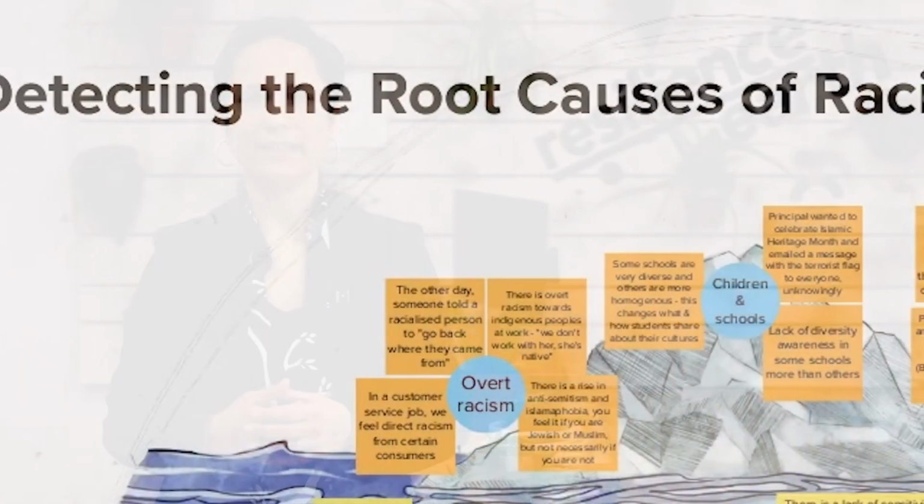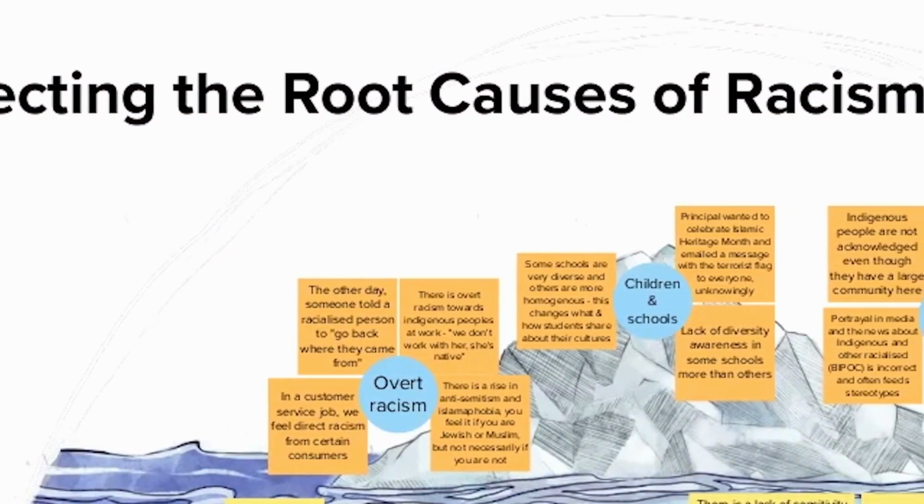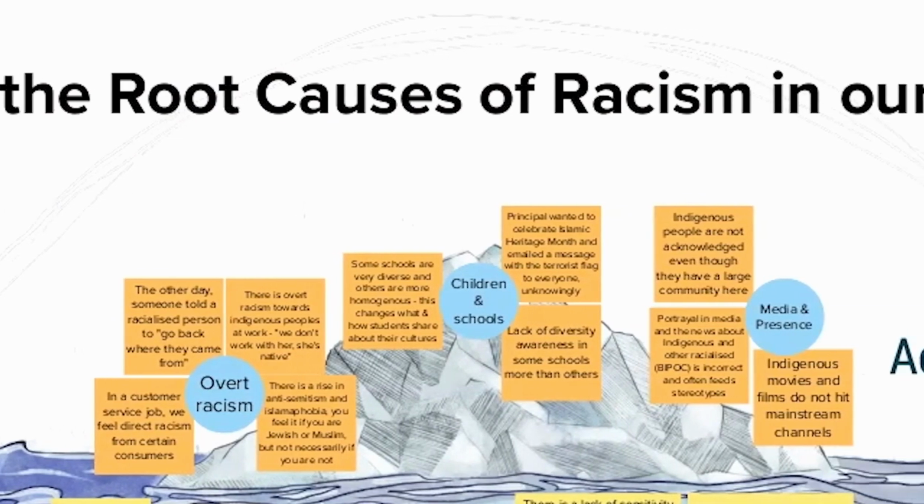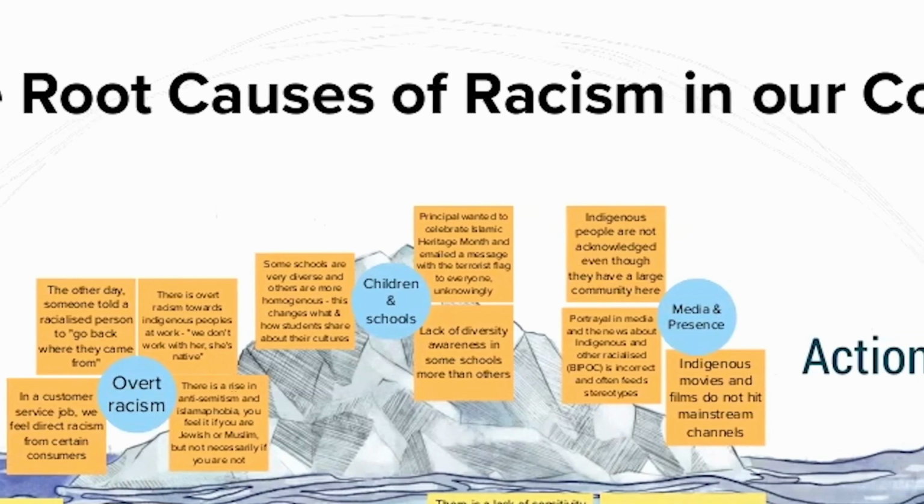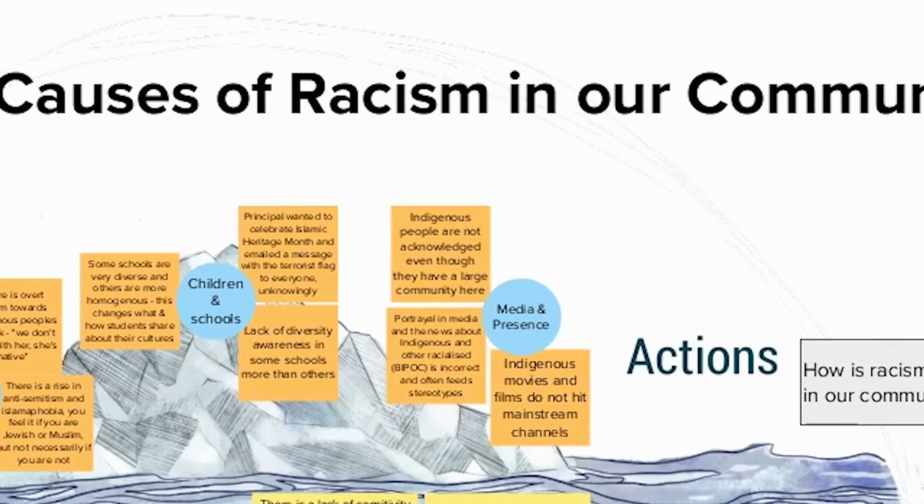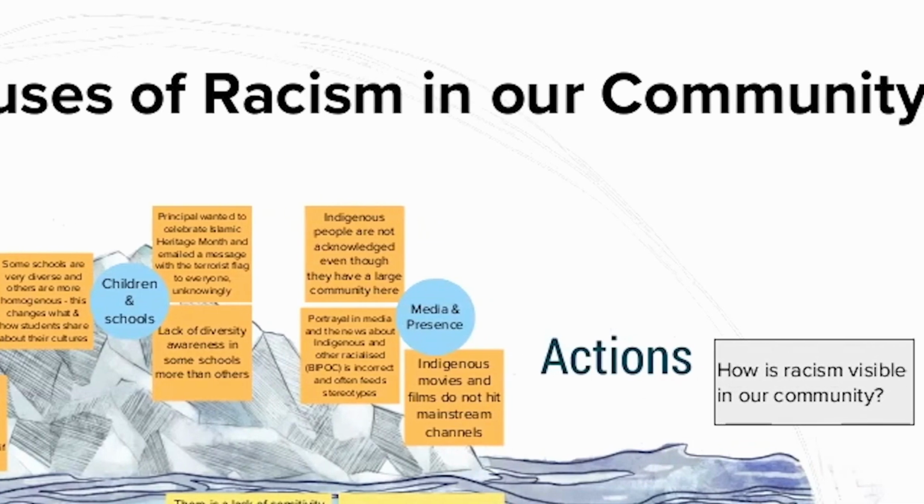So for this exercise, we will start at the actions layer. And first, we write down on post-its how racism is visible in the daily activities of our community. Next, we look for common patterns amongst the post-its. Are some of them related to each other? Please group them and name the patterns that you see with different colored or shaped post-its. Okay, so once we are finished noting these patterns, we move to the behavior layer.